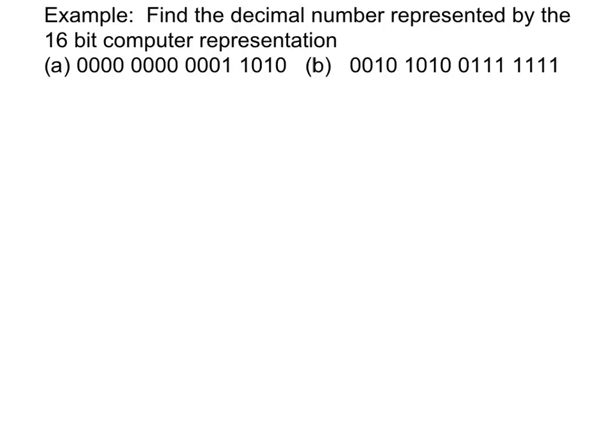Now let's reverse what we have been doing. In this example, we're asked to find the decimal number represented by the 16-bit computer representation, and there are two parts, part A and part B. Let's look at the answer to part A first. First thing we have to do is to look at the first bit in the computer representation. This first bit, we identified in the last example as the sign bit. In this case, it's 0, and 0 indicates that it's a positive number, right?